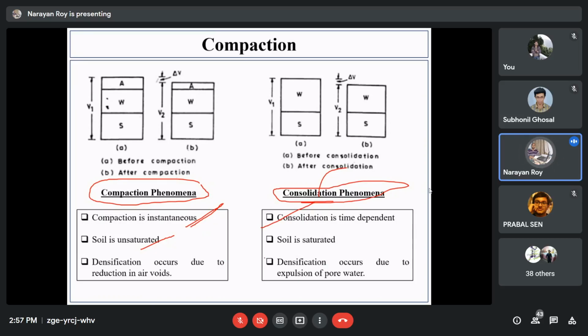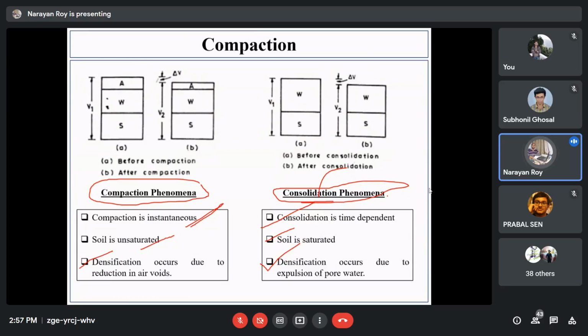But on the contrary, in consolidation, the soil has to be completely saturated. This is one of the assumptions that you begin with to study the consolidation phenomenon, that the soil has to be completely saturated. So that is one main difference. Then the last one is that densification occurs due to the reduction in air voids. That is very, very important. In compaction, you are basically reducing the air voids. You are expelling out the air. But in consolidation, you are expelling out the water.